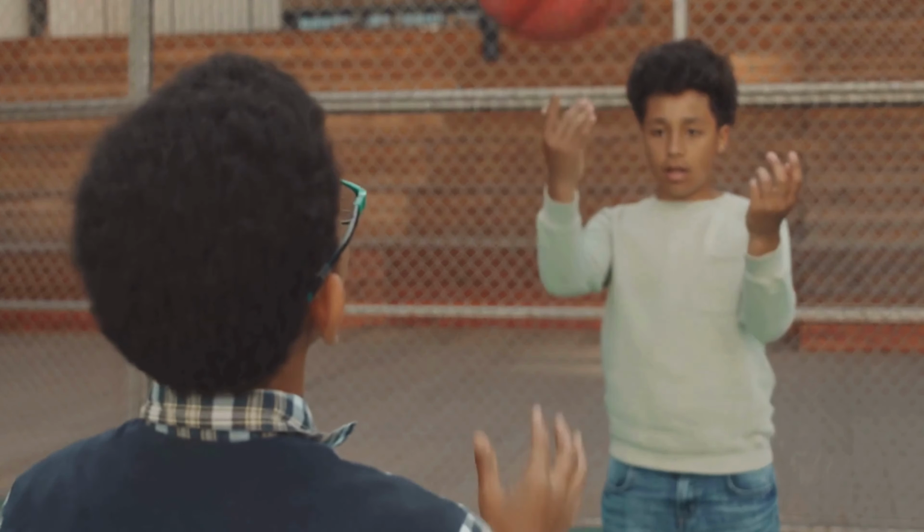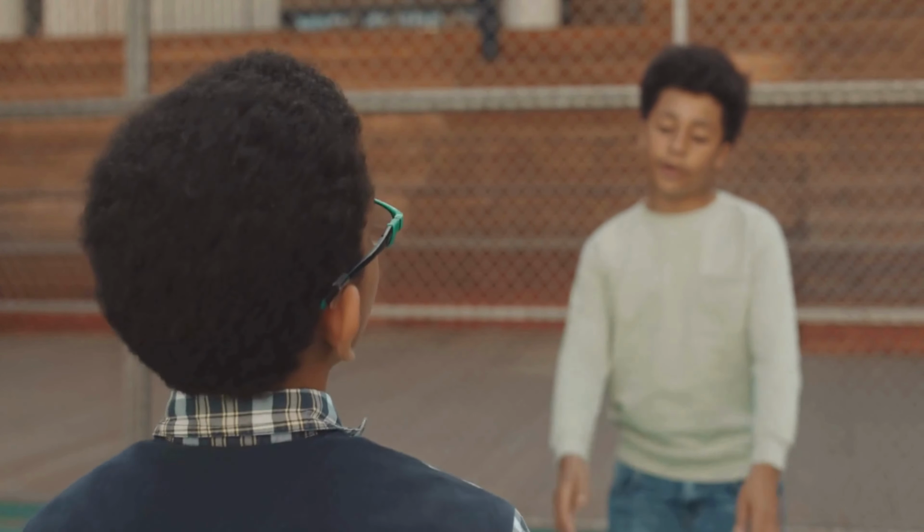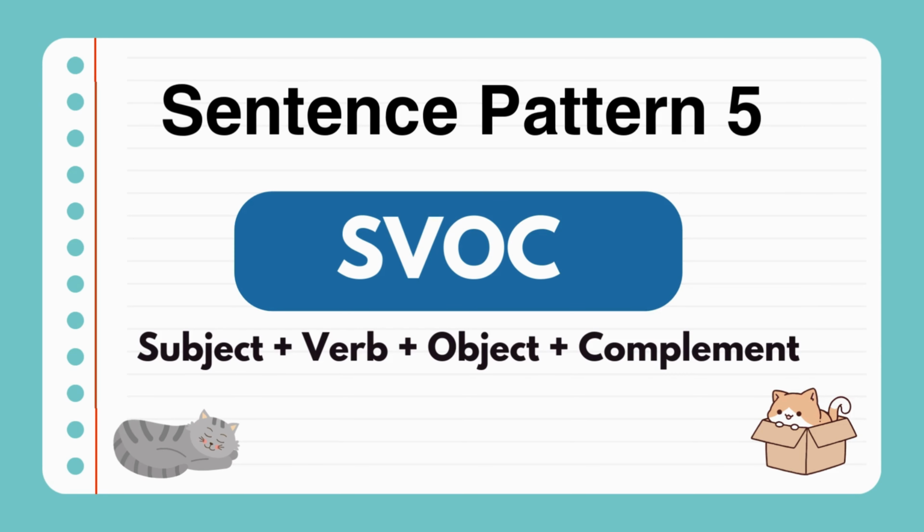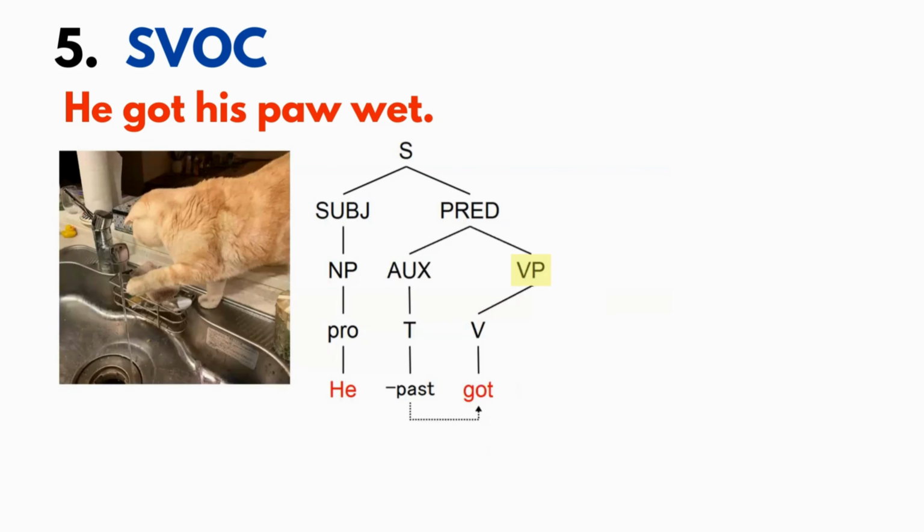Okay, let's pass on to the last sentence pattern, which is SVOC. In this pattern, we don't have 2 objects, but rather an object and its complement. And here's our sentence. He got his paw wet. So let's just elaborate the verb phrase here, and we need to account for the phrase, his paw wet. It's a kind of unusual sounding phrase, but we're going to treat it as a noun phrase, just like we would say his wet paw is a noun phrase.